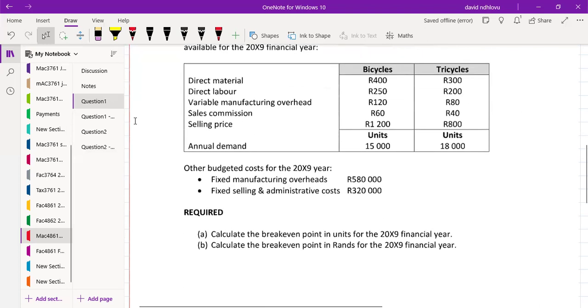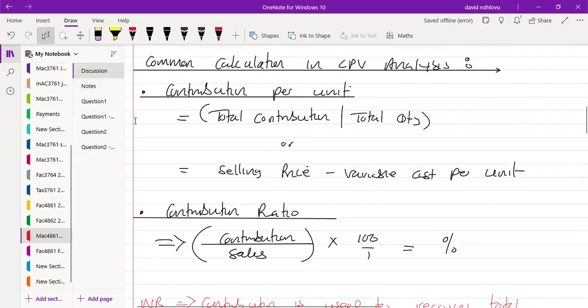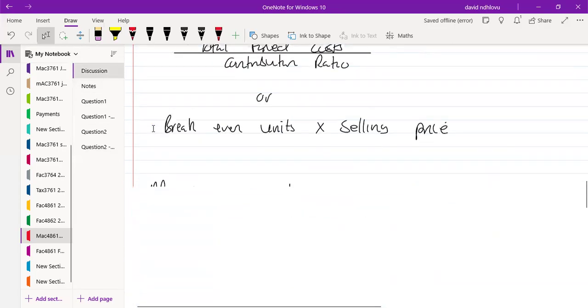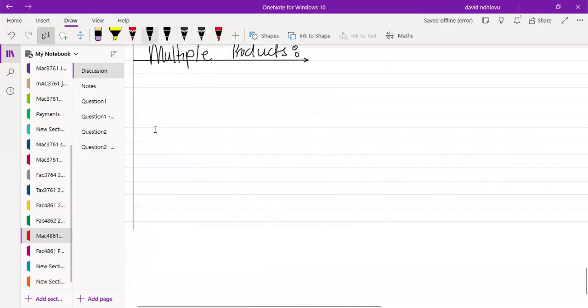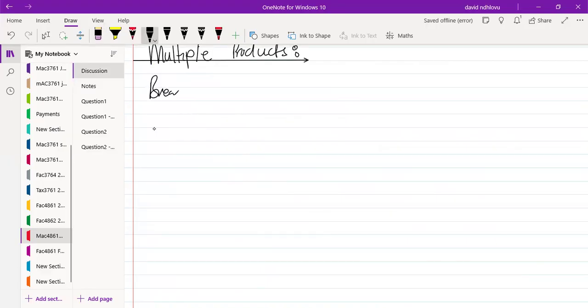However, the calculation can be done in this way if you have multiple products and you want the break-even. If you are looking for the break-even in terms of units, it is a very simple calculation.